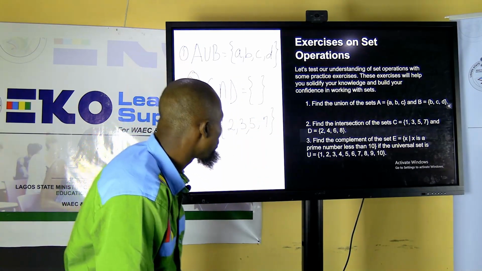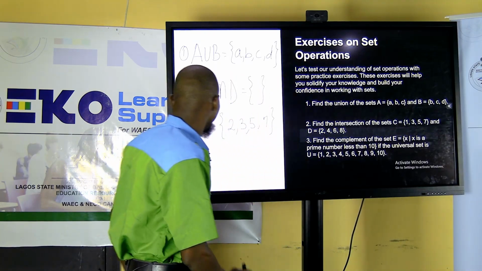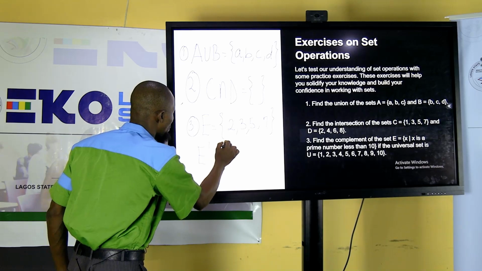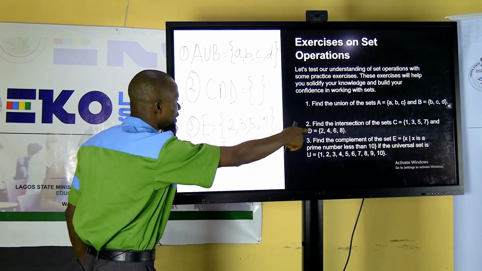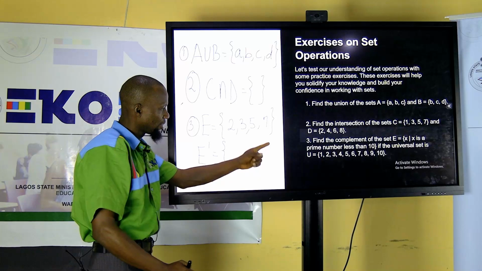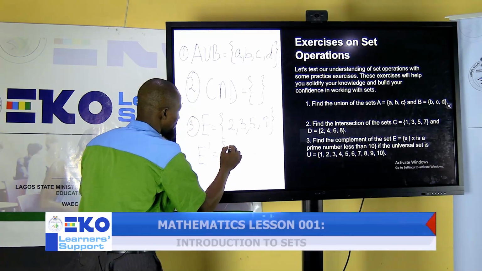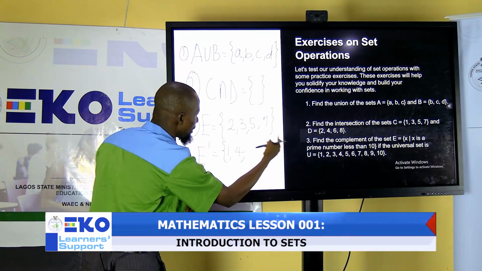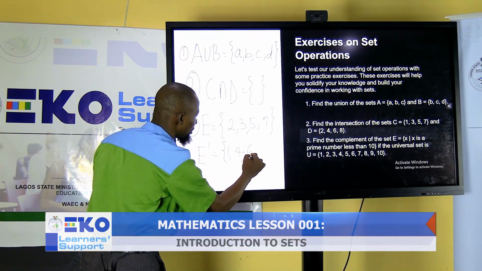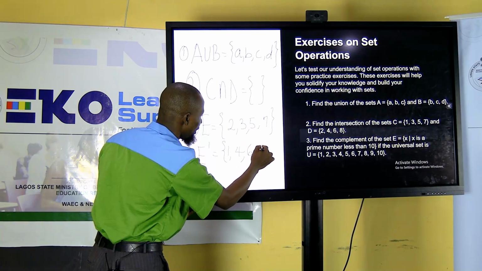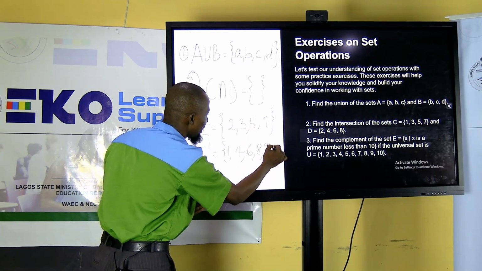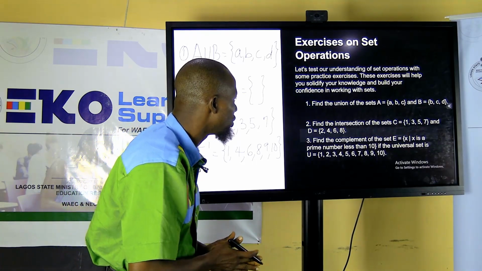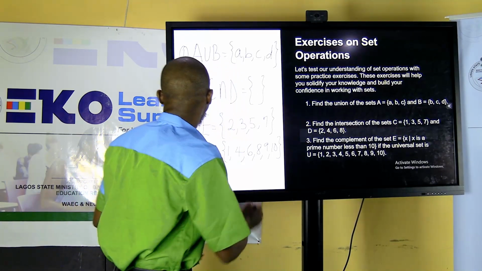So we need what? Find the complement of set E. The complement, how do you represent that? E complement equals elements that are not in E but are in the universal set. What are the elements? So let's compare. 1. 2 is here, 3 is here, 4 is not. 5 is here, 6 is not. 7 is here, 8 is not, 9 and 10. So these are the complements of the set E.